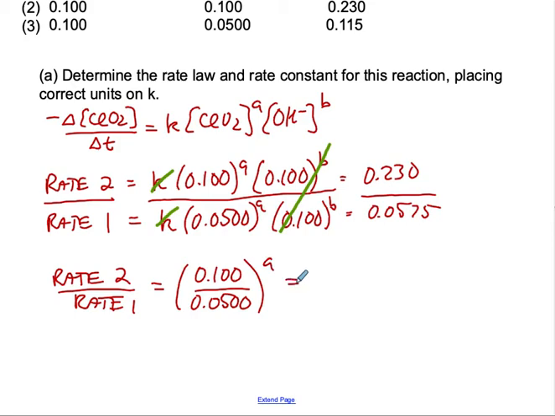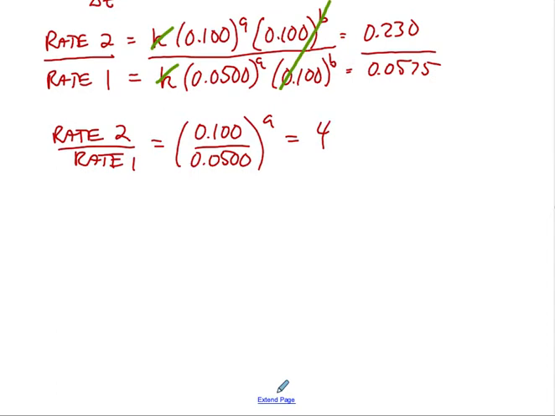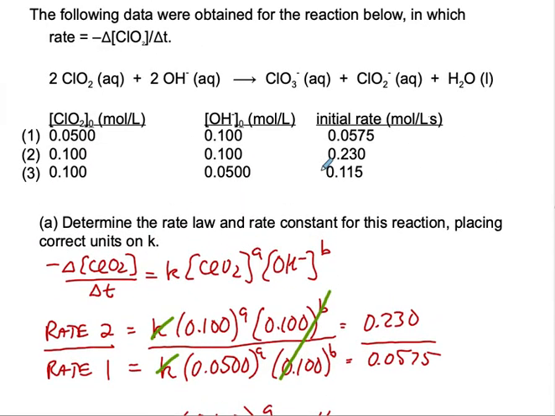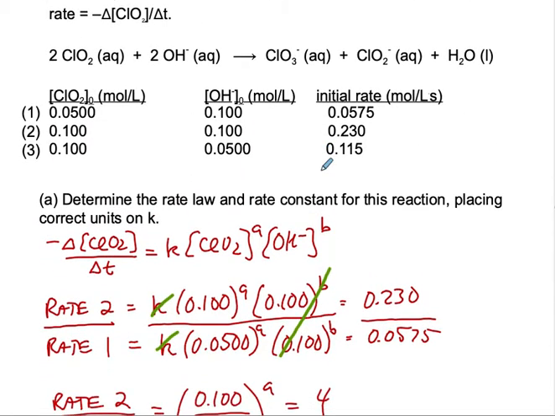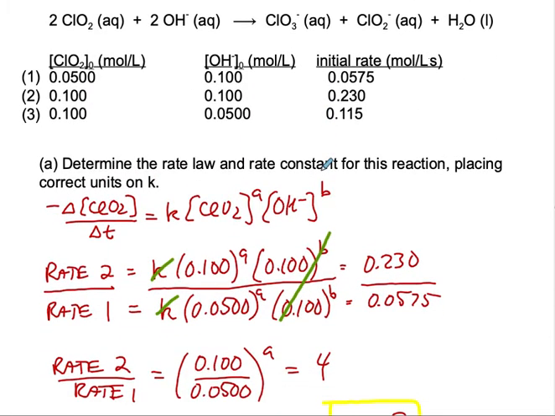Well, I can evaluate the ratio of the rates. That's simply equal to 4. What's inside the parentheses? 2 to the A power is equal to 4. A is equal to 2. So that allows us to deduce that the reaction is second order with respect to ClO2. Now, I still need to figure out the order with respect to hydroxide, so I'm going to do the same thing now with experiments number 2 and 3.